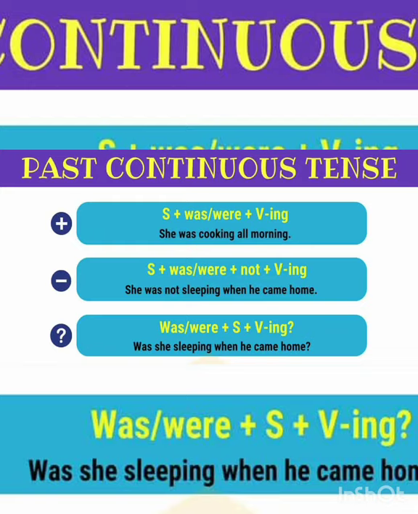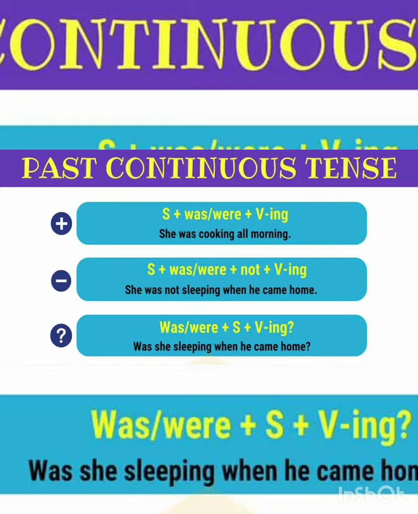And let us have a look at an interrogative sentence. To frame an interrogative sentence, first comes the helping verb, that is was or were, and then comes the subject, and then comes the verb 1, and we should add ing to the verb 1. Look at the sentence. Was she sleeping when he came home? With the question mark. This is about past continuous tense.